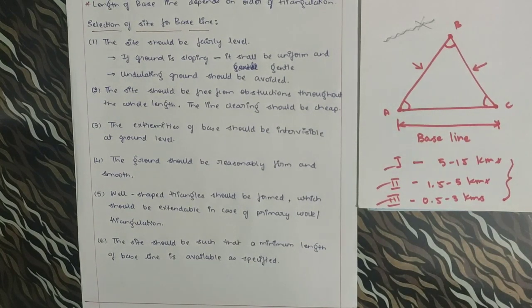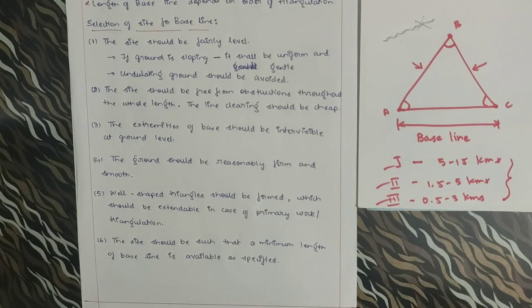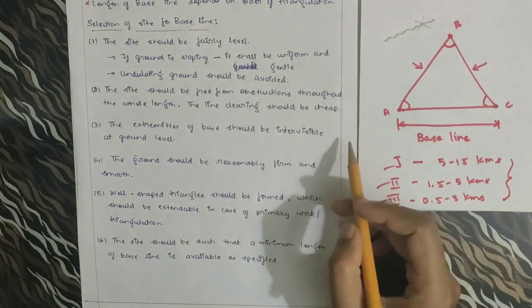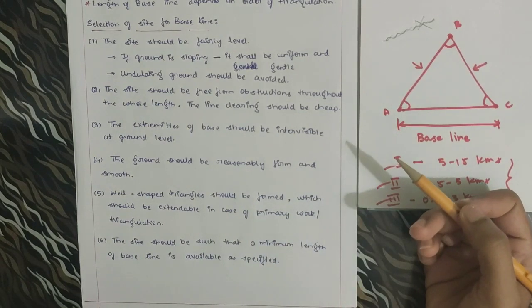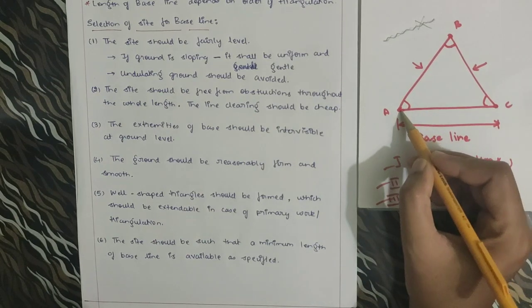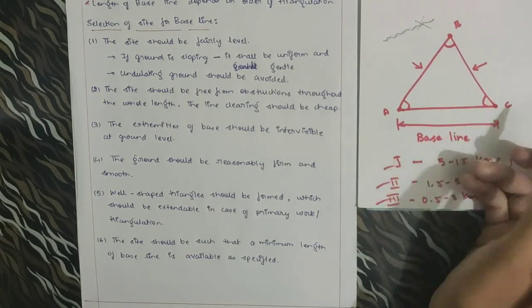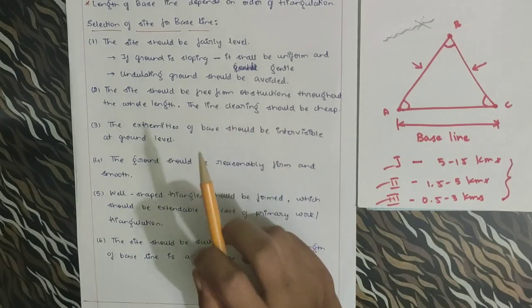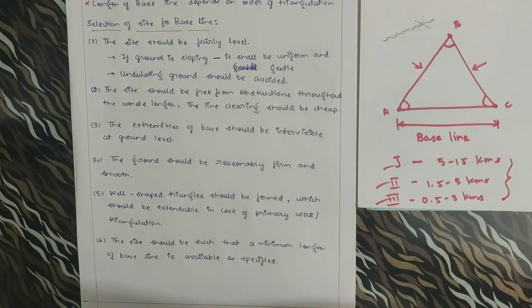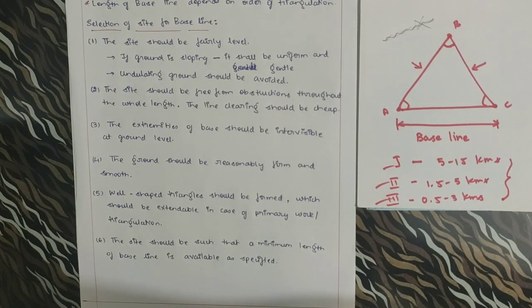The second point is the site should be free from obstructions throughout the whole length. The line clearing should be cheap. As I said in the points to be remembered while selecting triangulation stations, you should avoid woody country or woody lands. That is the meaning of this sentence: the site should be free from obstructions throughout the whole length, and line clearing should be cheap.